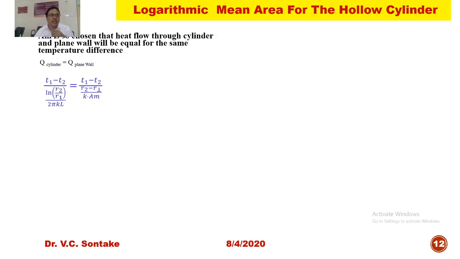Now I can write the equation of rate of heat transfer from the cylinder as T1 minus T2 over log of R2 by R1 over 2 pi K L, and through the plane wall as T1 minus T2 over L upon K, that is, R2 minus R1 over K into AM.